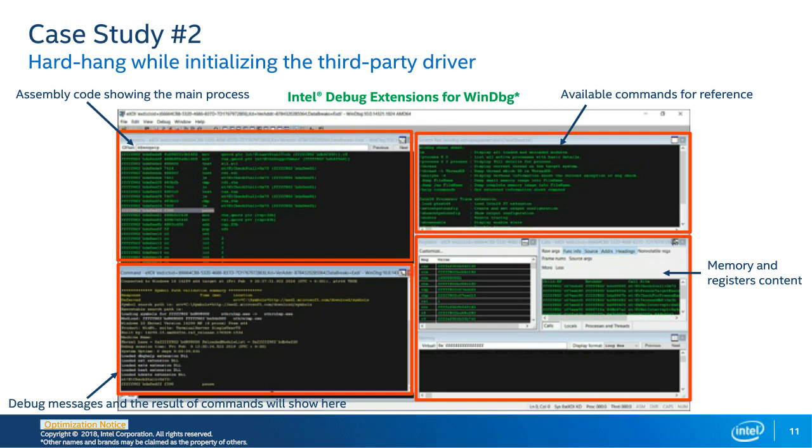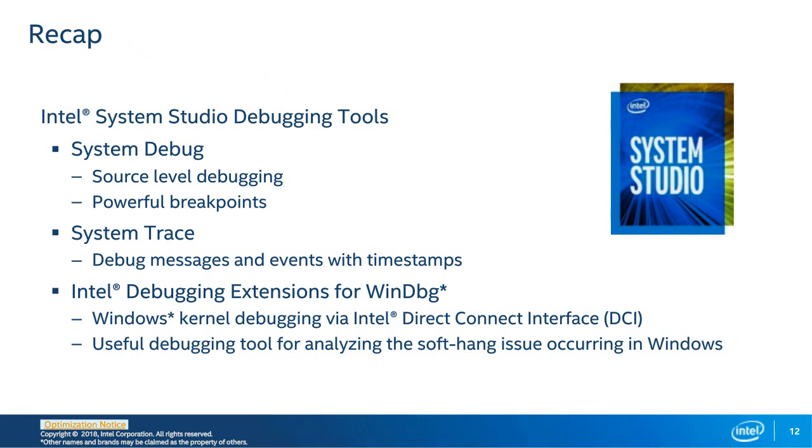All right, let's recap what tools we learned in this video. The Intel System Studio package has 3 debugging tools for engineers. They are System Debug, System Trace, and Intel Debug Extensions for Windbg. The purpose of these tools is to shrink the debug time to achieve time to market.